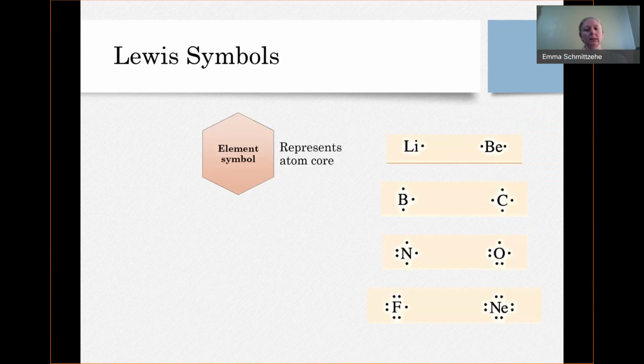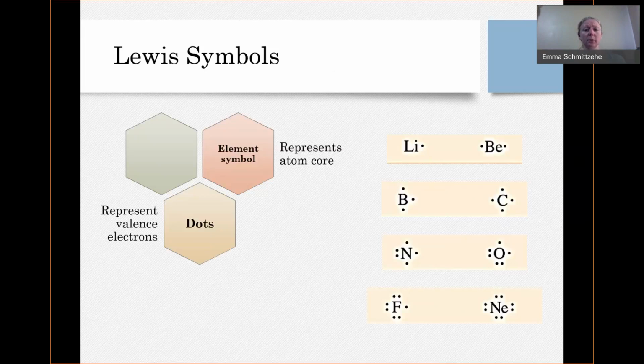They always consist of an element symbol that represents the atom's core. Whatever element you're talking about, you use the element symbol, and that represents the nucleus and all of the core electrons, so the inner electrons. And then you have dots around that symbol. Those represent our valence electrons.